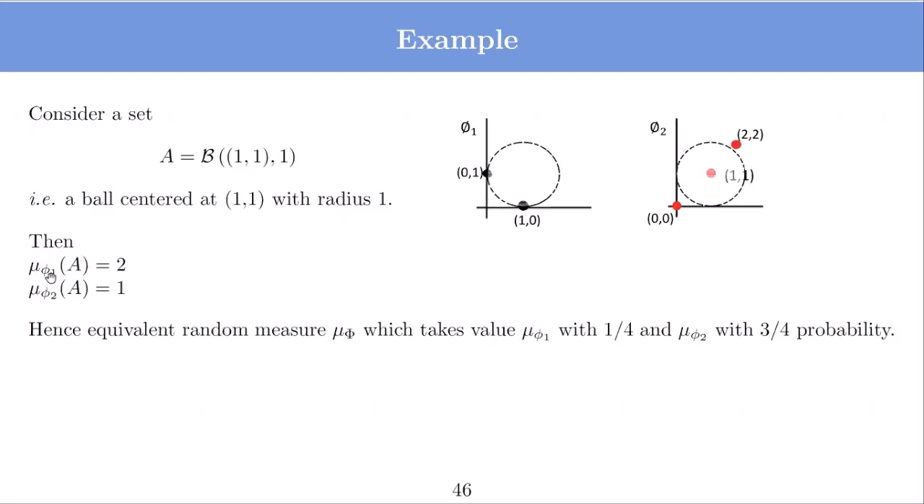So μ_φ1(A) and μ_φ2(A) are two-value realizations of μ_φ(A). If I take μ_φ(A), it takes 2 values, 2 and 1. This with probability 1/4 and this with probability 3/4. So μ_φ(A) for a particular set A is a random variable because it takes 2 values with some probability distribution.